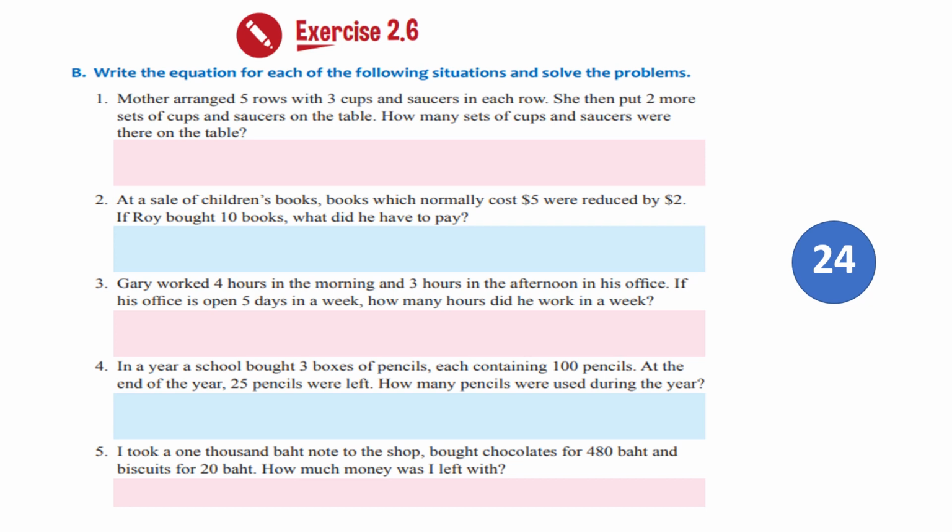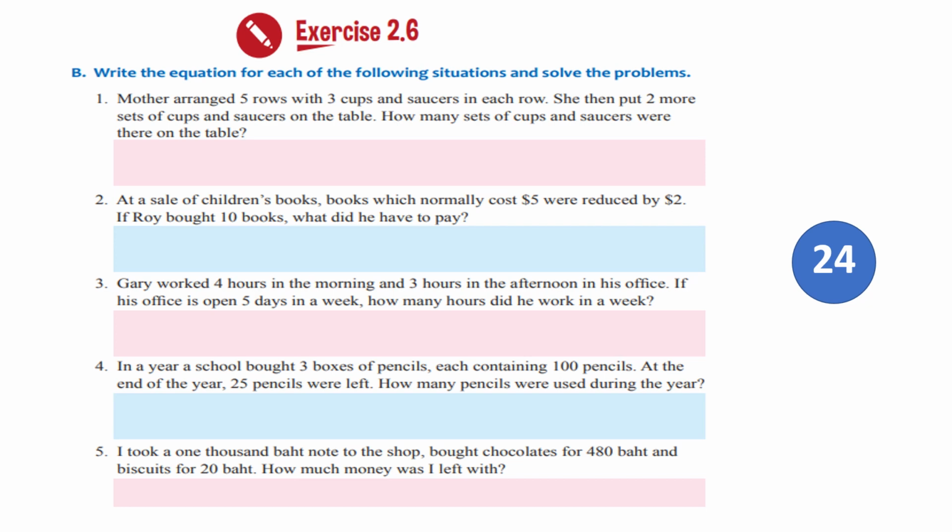Number 1. Mother arranged 5 rows with 3 cups and saucers in each row. She then put 2 more sets of cups and saucers on the table. How many sets of cups and saucers were there on the table?